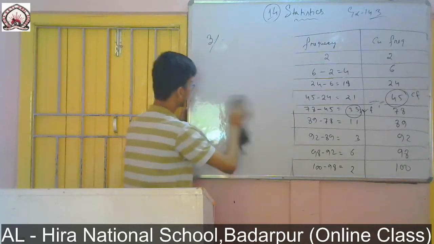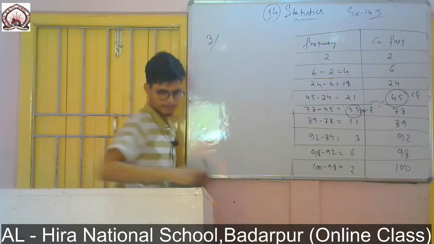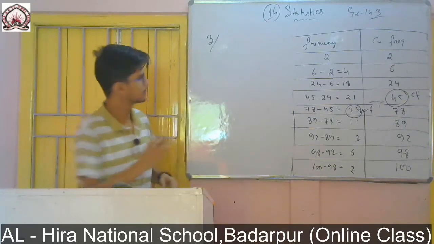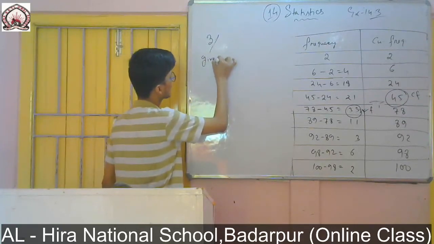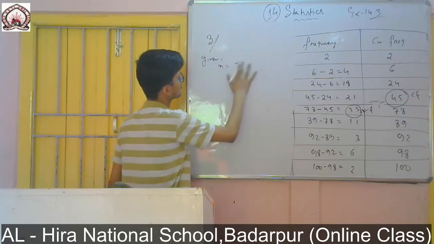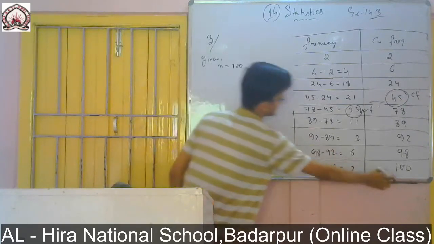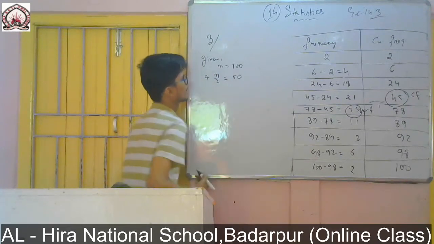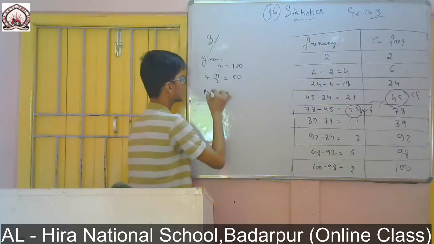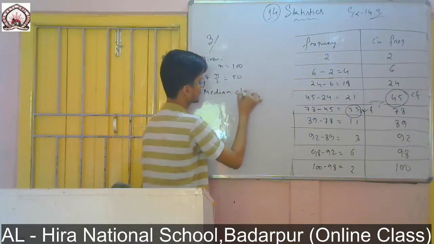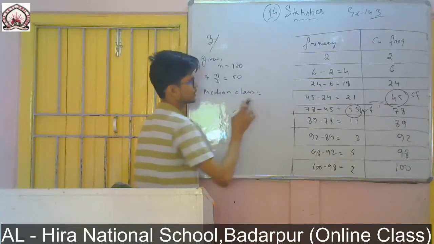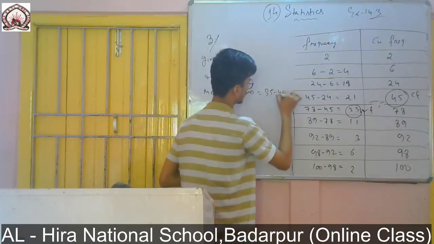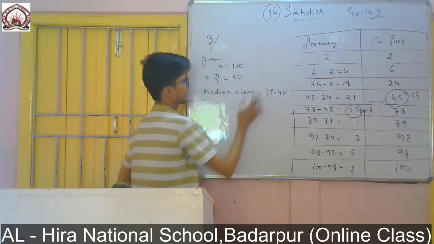I will write it only in initials, you write it in full. I also said to write in full, because every time I cannot write in full. So you write given: n is 100, 100 policy holders were there, and there also you can find it is 100. And n by 2 will be equal to 50. Therefore the median class will be 35 to 40. So the median class is 35 to 40.